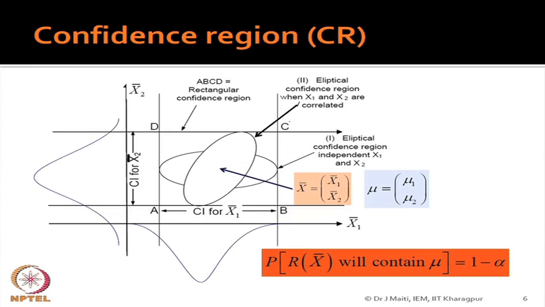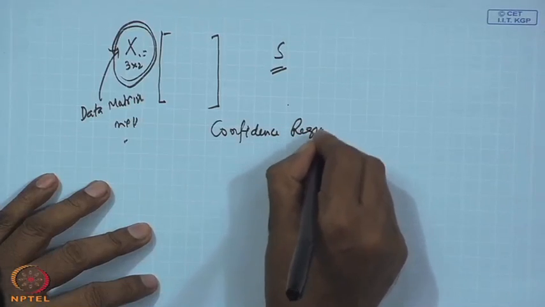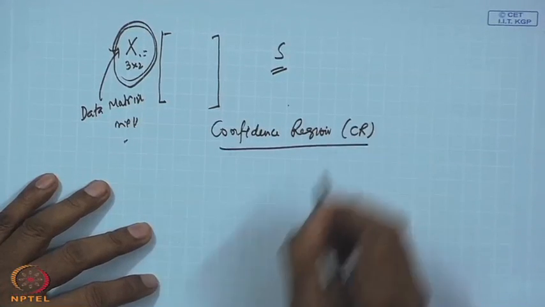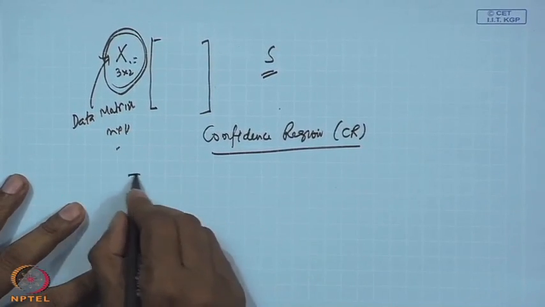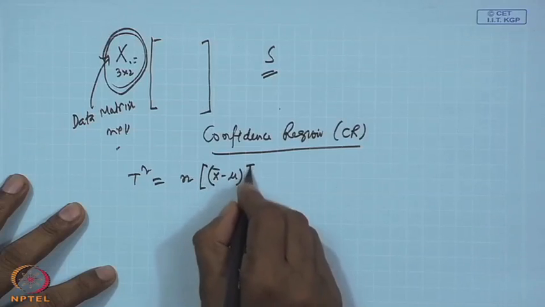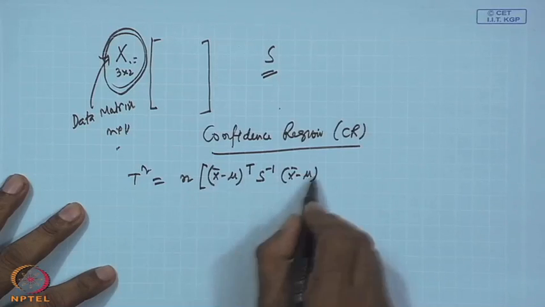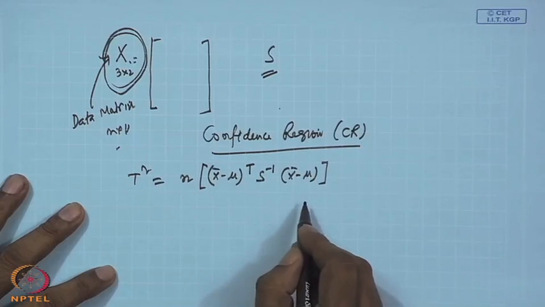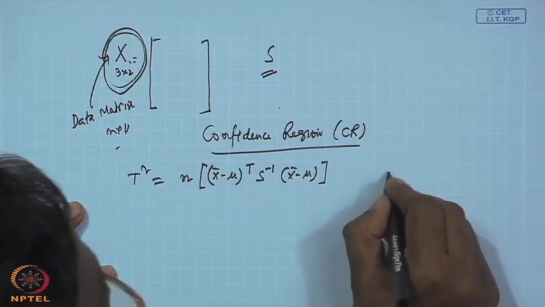This is what is Hotelling T square. What does Hotelling T square give you? Hotelling T square gives you a confidence region, CR. That means, if we follow this, T square equal to n times x bar minus mu transpose S inverse x bar minus mu, then we are saying that this is an equation of an ellipse when p equal to 2.